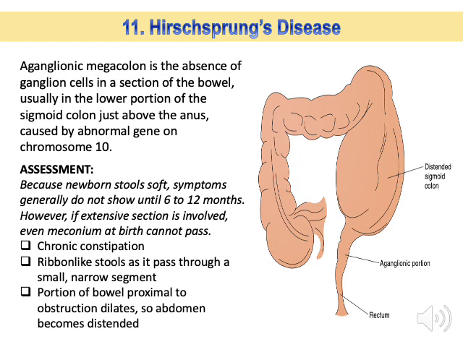So there is chronic constipation, and ribbon-like stools as the stool passes through a small narrow segment with no ganglion cells, and the portion of bowel proximal to the obstruction dilates, so the abdomen becomes distended. The photo shows that the distal part of the bowel lacks nerve innervation because of the absence of the ganglion cells. And because there is no peristalsis in this area, the bowel proximal to it distends.